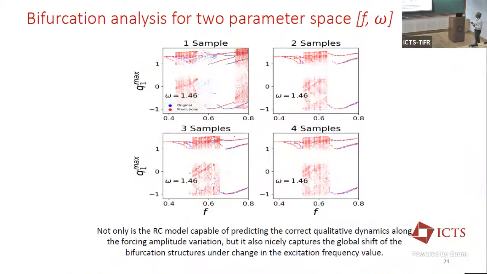Here I will show you that, if you look at these four bifurcation diagrams, generated for 1, 2, 3, and 4 samples, you can see that for 2 or more samples, the prediction was good. So you need at least 2 samples to get all the bifurcation points which are in agreement with the original points of the bifurcations.